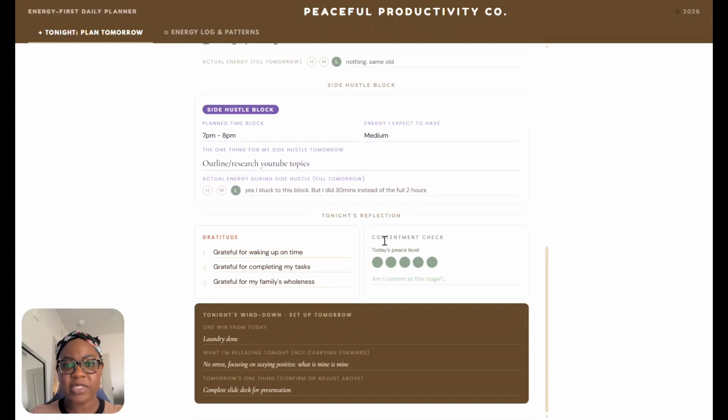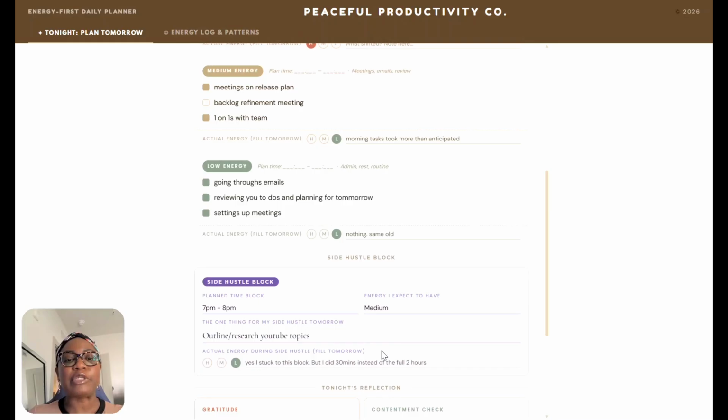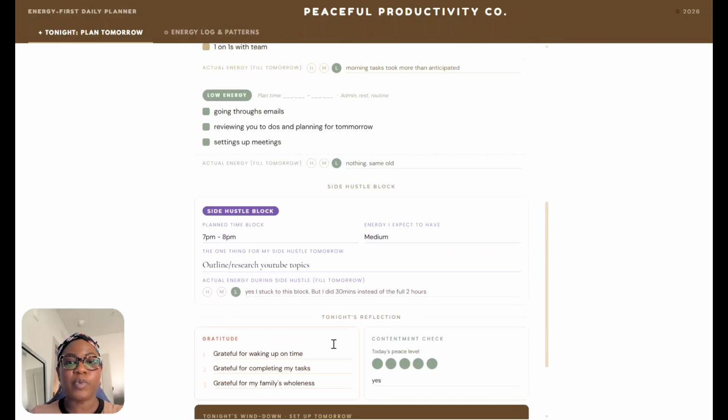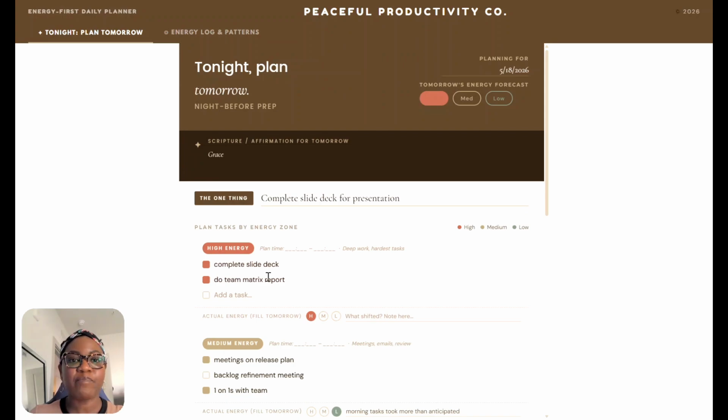Oh, before I forget, this one, it says contentment check to this peace level. Am I content at this stage? Yes, right? If not, you can write no. If there's anything you want to add there, you can go ahead and add. But again, this is just how you complete this. Very easy, very straight to the point. This is going to take you about 15 minutes to complete.